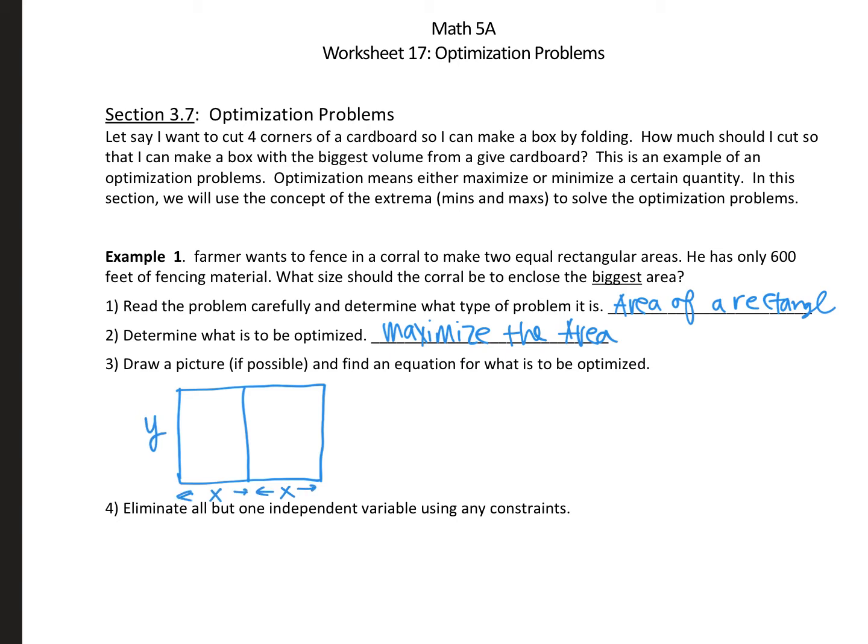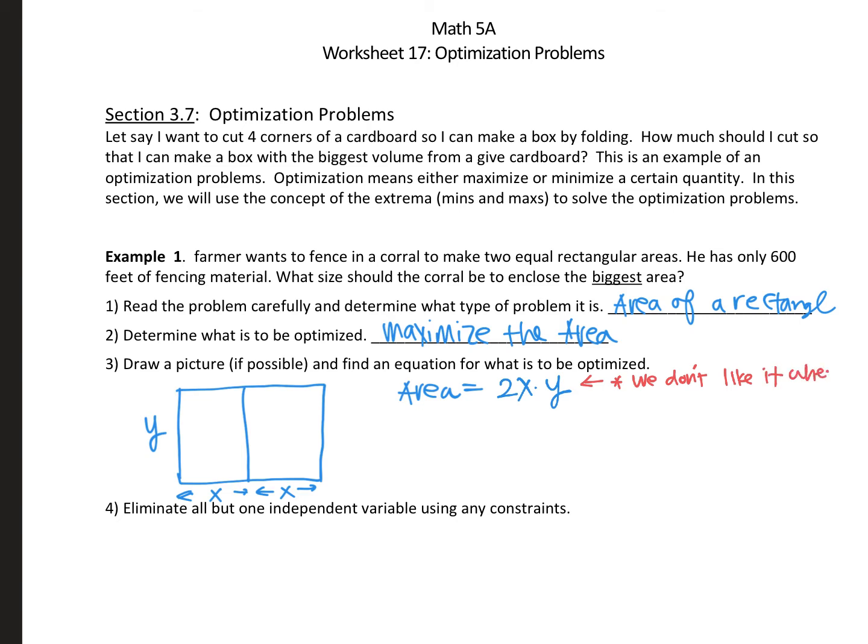From here, I want to come up with the equation for the area. We know the area of a rectangle is just the base times the height, or length times the width, however you want it. So that's 2x here because it's 2 rectangles, x and x, and the height is going to be y. So area is 2x times y. In this type of question, I don't really like the fact there are 2, so here I'm going to make a little comment.